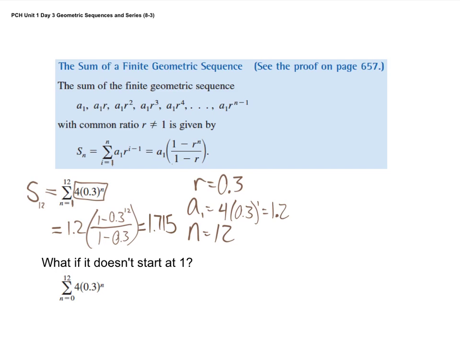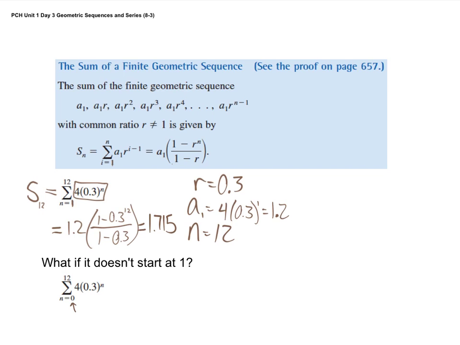All right, good. So here's the question. Our formula says this is for when we have the sum from i equals 1 to something. So what if it doesn't start at 1? Maybe see one more. This one starts at n equals 0.